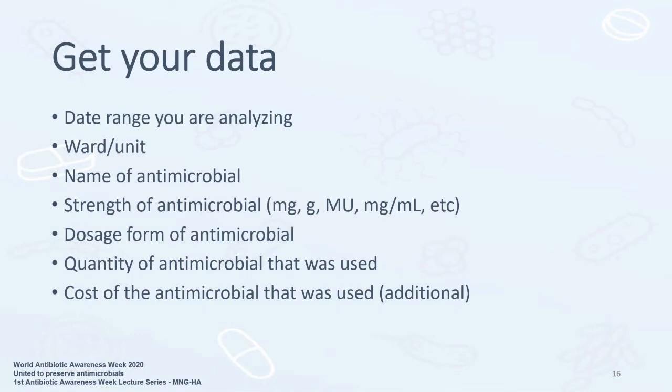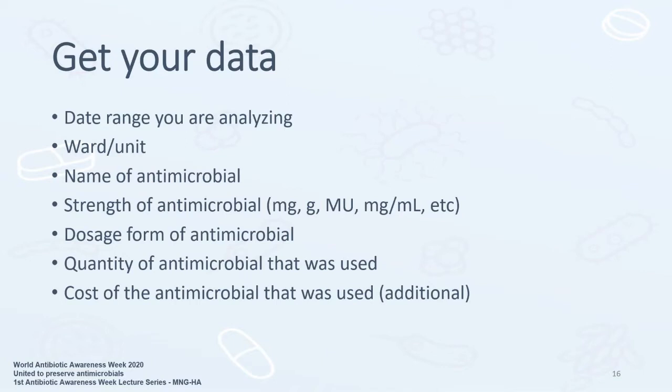So for starters, you need to decide on which date range you're analyzing. For example, you can say that during 2018, you didn't have good data because you changed from one electronic order system to another. So you can exclude 2018 and choose 2019. Or you can choose the month of May or 10 days in June, depending on what you are requesting the data for. You can try to get the data stratified by ward or unit, name of the antimicrobial. You need to get data on the strength of the antimicrobial, the dosage form of the antimicrobial, the quantity of the antimicrobial that was used.